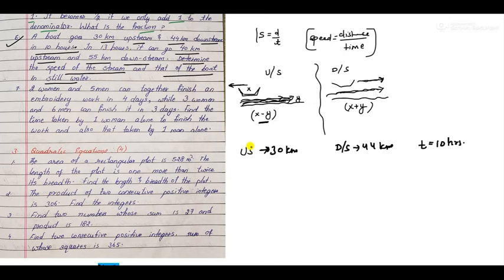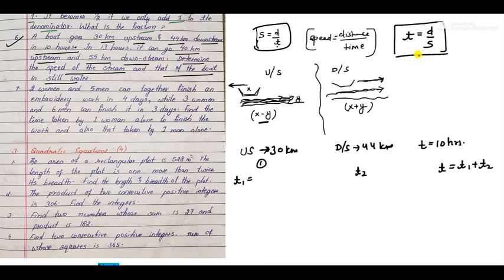So see, we will take first for upstream. What will be the time taken? We don't know. We'll take it as t1. For downstream we will take it as t2, and for total it is t. So total time will be t1 plus t2, correct? Now what is t1? If you look at this formula, t becomes D by S, distance by speed, right?